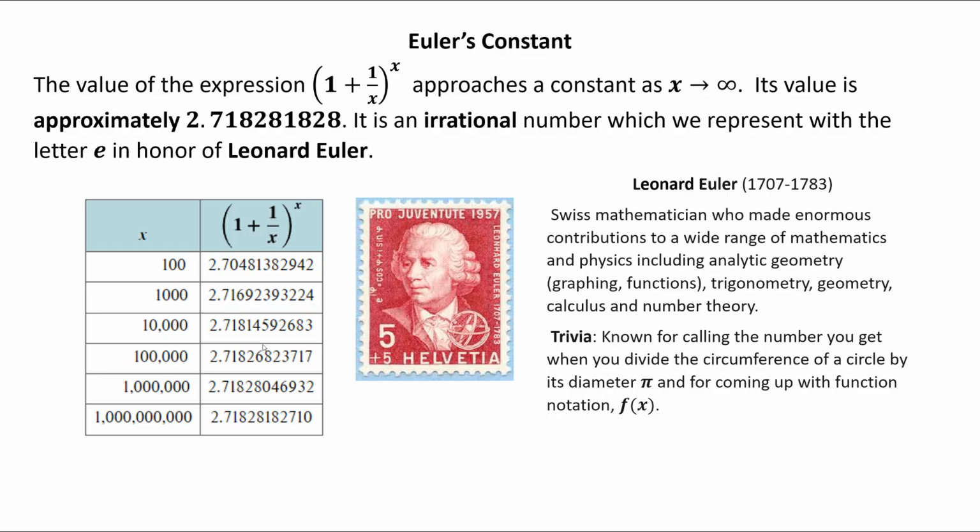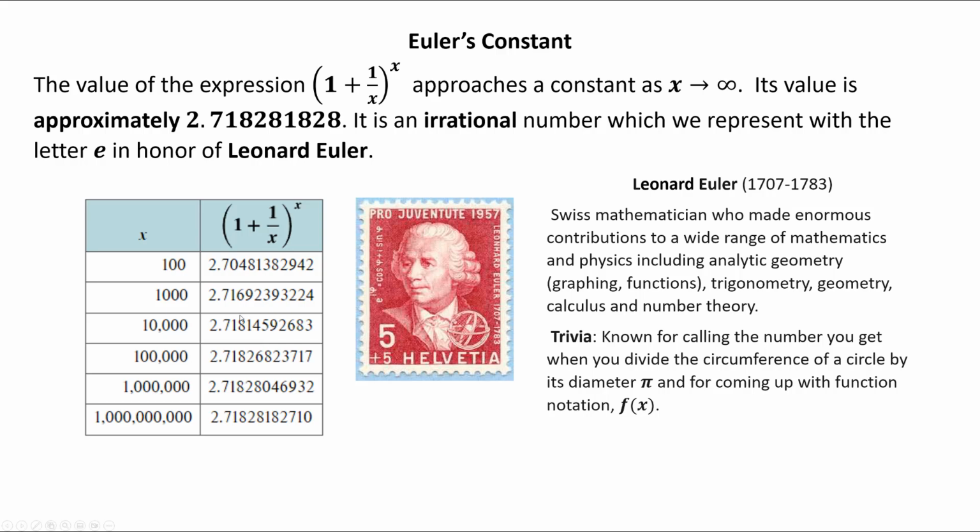He was a Swiss mathematician, and he made enormous contributions to a wide range of mathematics and physics, including analytic geometry, which is graphing, functions, stuff like we're doing now, trigonometry, geometry, calculus, and number theory. And he is known for coming up with the idea of calling that number that you always get when you divide the circumference of a circle by its diameter, pi, and for coming up with also function notation, which we've been using, f of x, to show you the value of a function at a certain location on the x-axis.